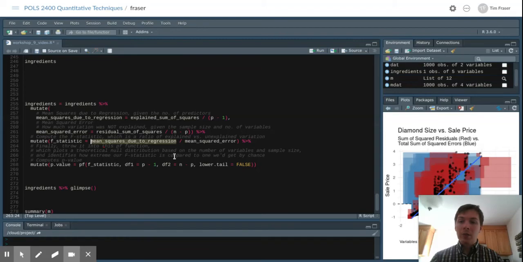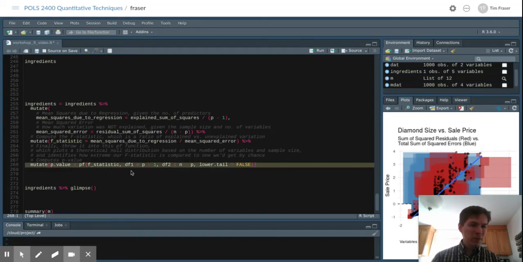And if we take the mean squares due to regression, so like how much was explained given the number of predictors, and we divide it by how much was not explained given the sample size and number of predictors, we can get the F statistic. And we can use a hypothetical null distribution to get the p-value. This last part, not super important. You guys have learned how to do it via permutations. It works pretty much the same way. It just relies on a large sample size.